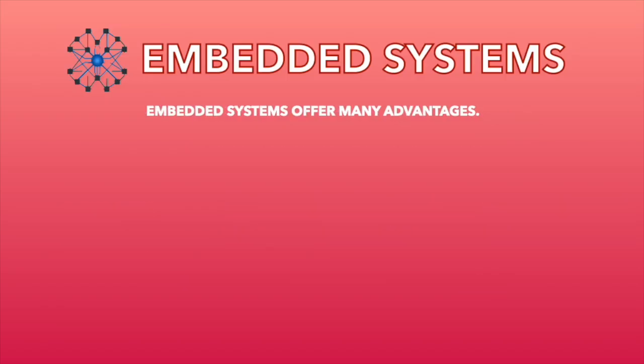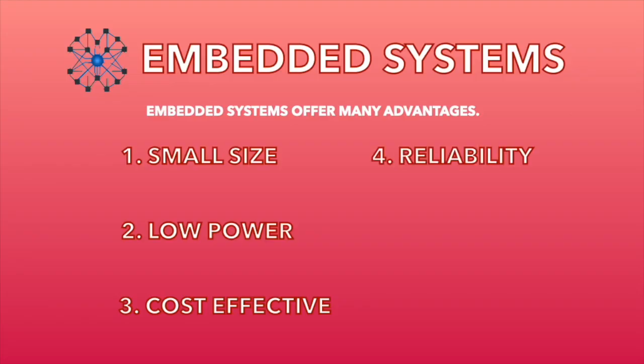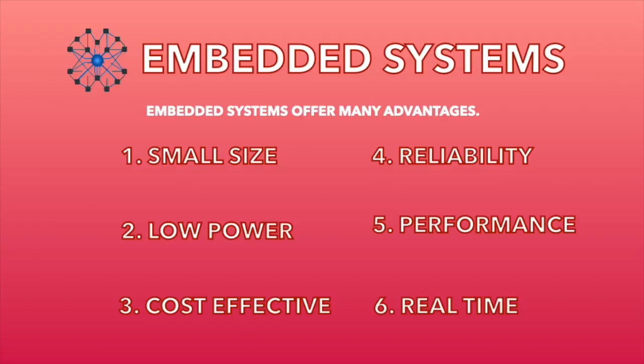Embedded systems offer many benefits. They are small in size, so they can easily fit inside different devices. They use low power, making them ideal for battery-operated systems. They are cost-effective because they are designed for specific tasks with minimal hardware. They provide high reliability, working consistently for long periods without failure. They also deliver good performance and often support real-time operation, responding quickly to inputs and producing immediate outputs.